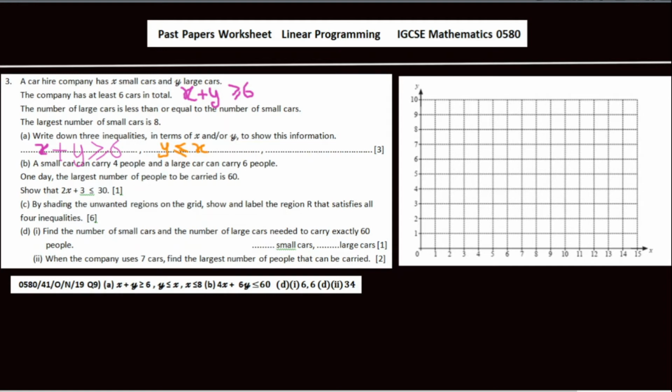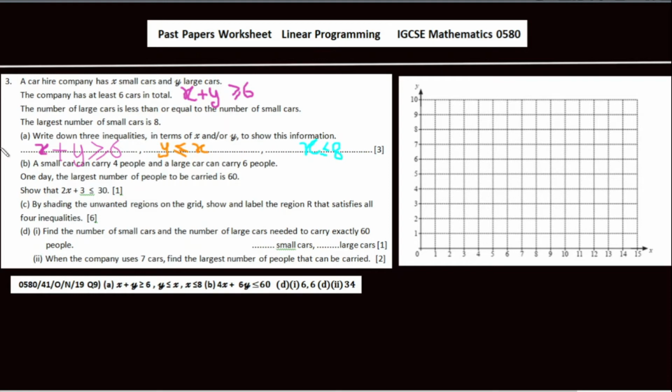Okay, and then the next statement is the largest number of small cars is 8. So that means the small cars can be 8 or any number less than 8. So it's going to be x less than or equal to 8.